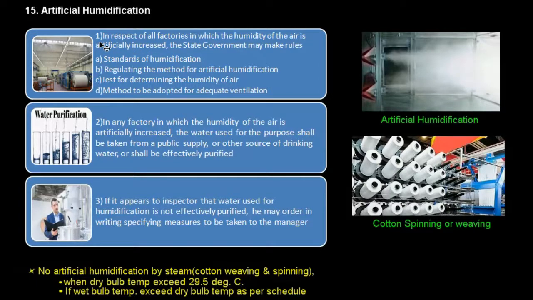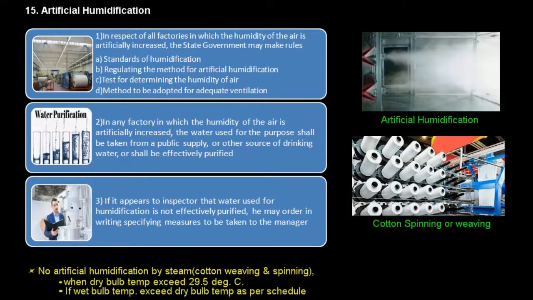Now we'll move on to subsection 1, which says that in respect of all factories in which the humidity of air is artificially increased, the state government may make rules. Here the power is given to the state government to make rules prescribing: A, the standard of humidification; B, regulating the method for artificial humidification; C, the test for determining the humidity of air; and D, the method to be adopted for adequate ventilation. So the state government has to frame rules especially in regard to the standards of humidification, the method in which it is to be carried out, the test for determining the humidity, and the method to be adopted for adequate ventilation.